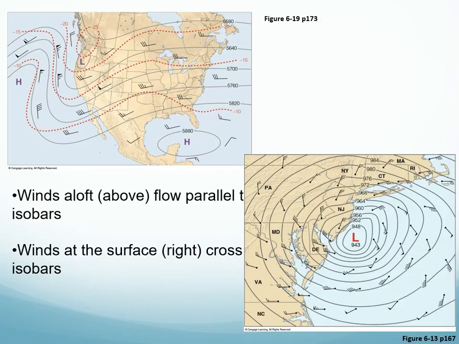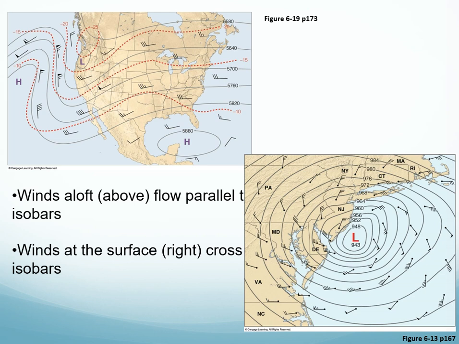So here's what we get. The picture on the top left is a 500 millibar chart, and what we see are geostrophic winds. Winds traveling from high to low, but because of the Coriolis effect, they turn and they start following these isobars. Whenever you talk about winds aloft, you will always have winds flowing parallel to the isobars.